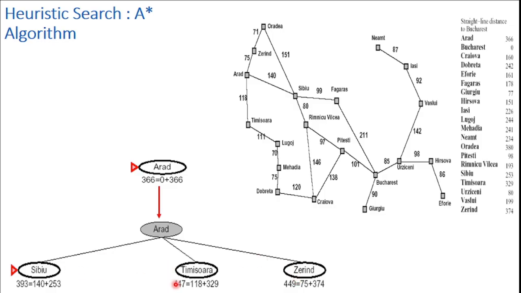Out of these three values, whichever is the least, we need to consider that. So the agent will choose that. In this case, 393 is the least. Now the A-star algorithm will explore Sibiu.